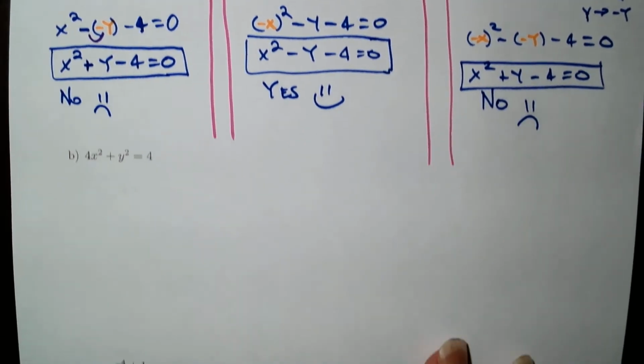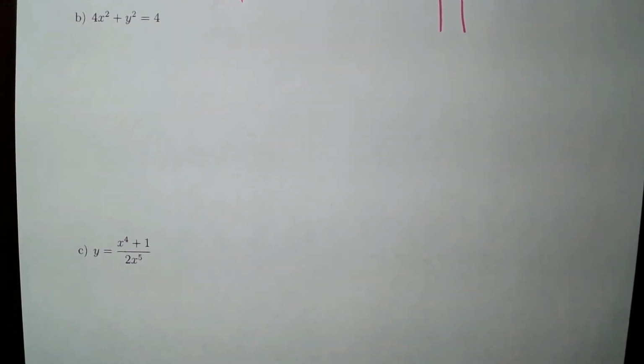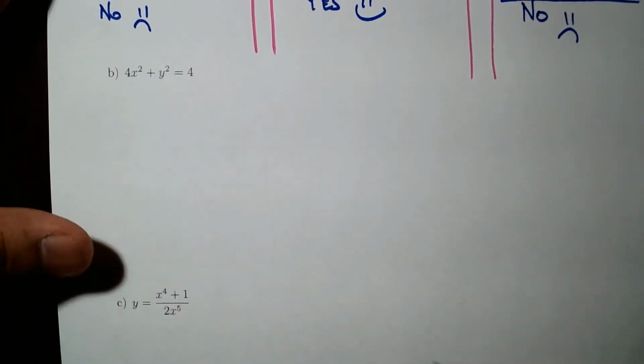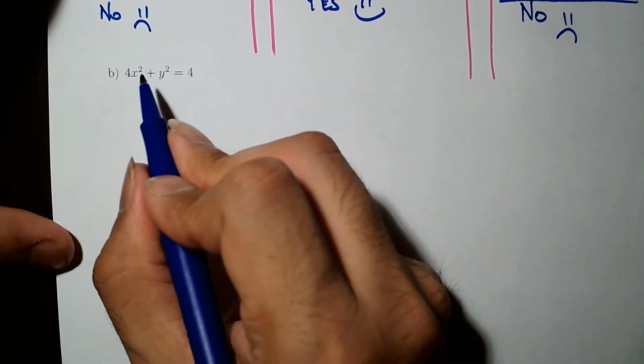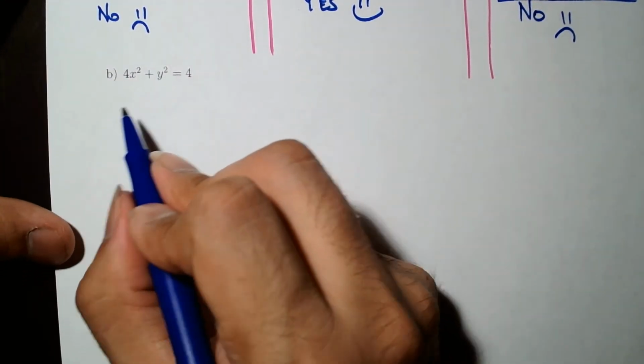Let's do two more examples and we'll wrap up the section. Alright, so let's check symmetry about the x-axis.